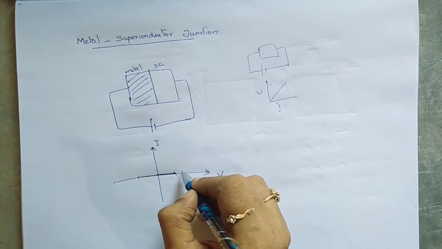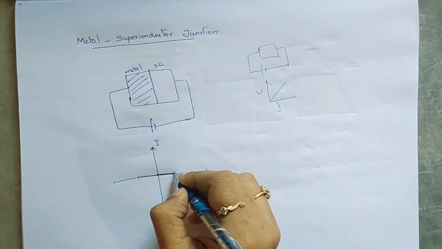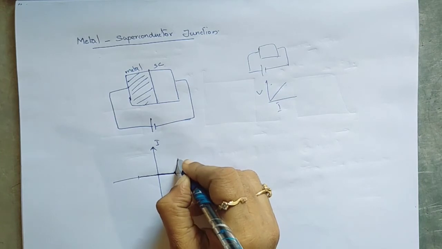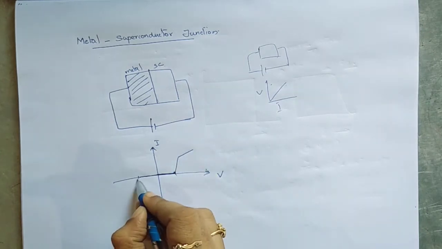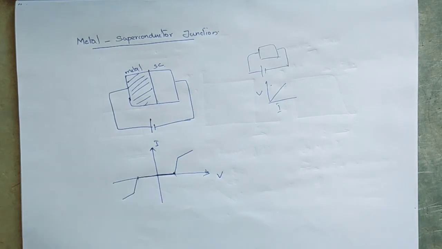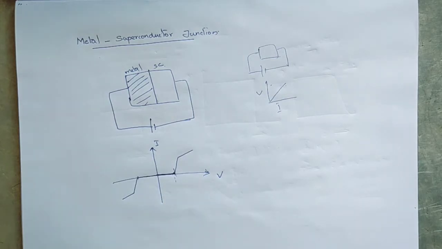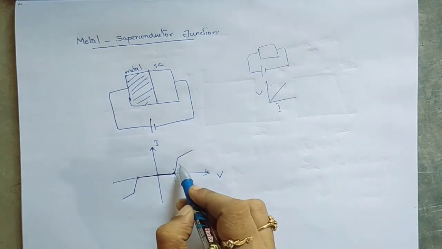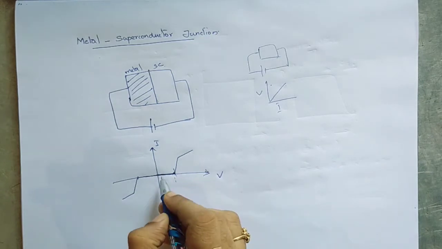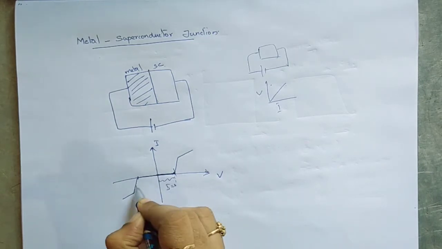And only beyond this voltage, this current is going to rise. Up to a certain value of the voltage, I is 0, whether it is in the positive direction or negative direction. Only beyond this threshold value, I is increasing. This is the non-ohmic behavior. That is, up to this, I is equal to 0.